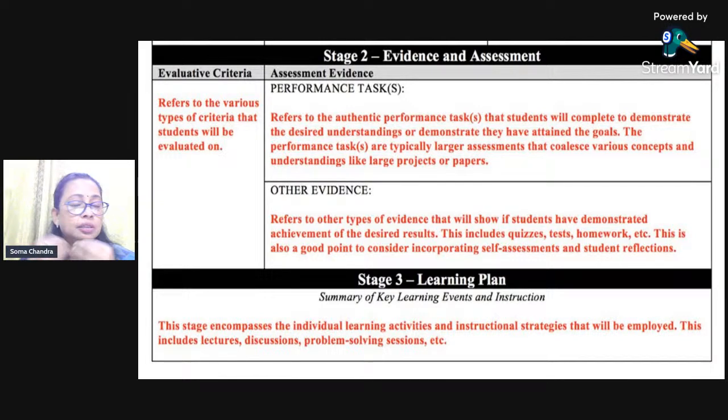And the third is learning plan. This stage encompasses the individual learning activities and instructional strategies. So, understanding is how to structure learning effectively.